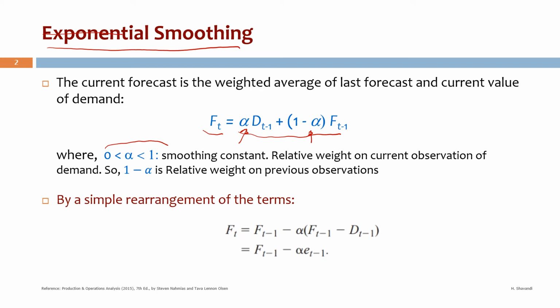By a simple rearrangement of the terms, we can obtain this: Ft equals Ft minus 1 minus alpha times Et minus 1. As you see here, Ft minus 1 is the last forecast, right? And Et minus 1 is its error, so it's the error of the last forecast. Here we are adjusting the last forecast by its error to be the current forecast for the next period.